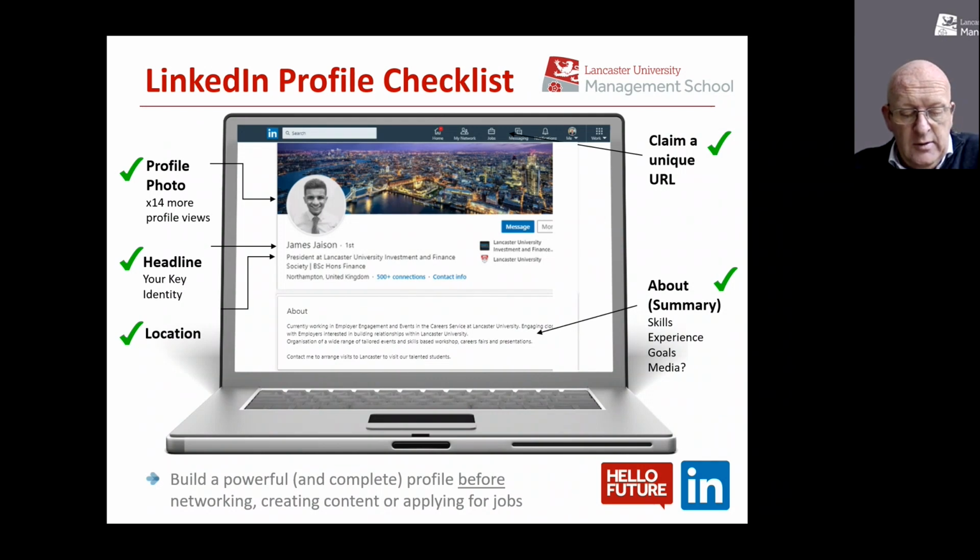So thinking then about your LinkedIn profile, I think it's really important that you build the profile before you start networking, creating content, or applying for jobs.